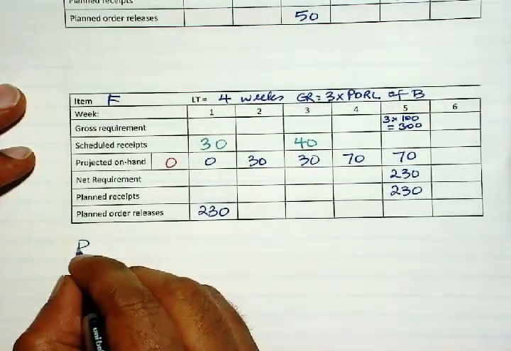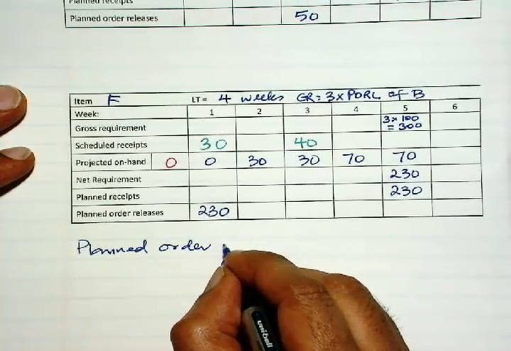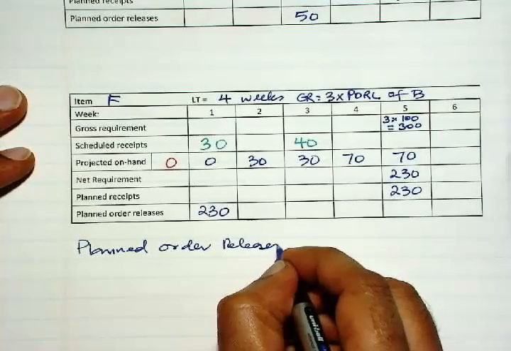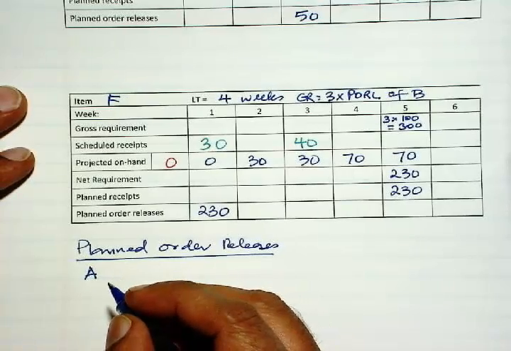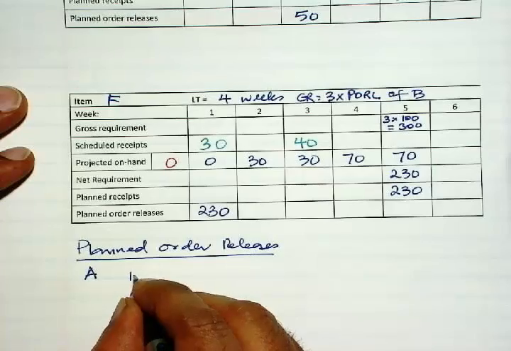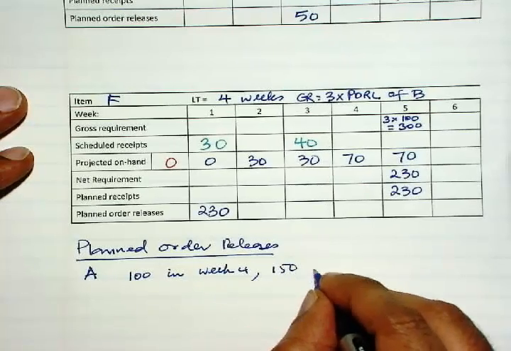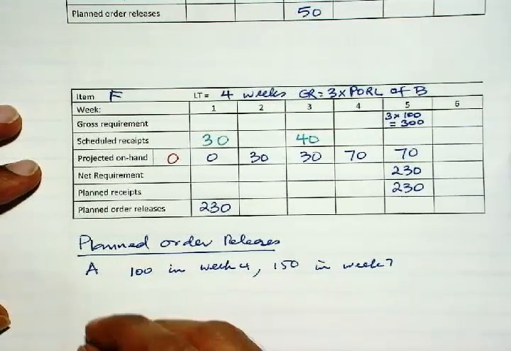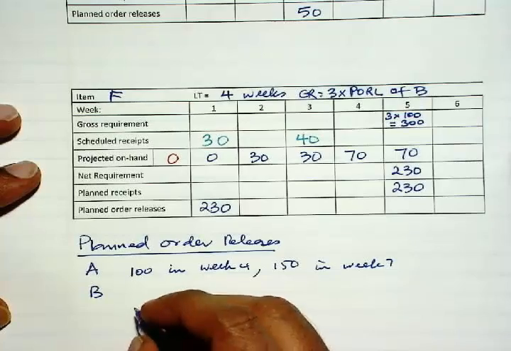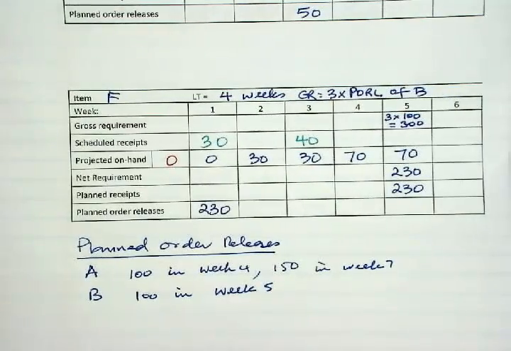All right, so now planned order releases, what are the actions that we have to take? Now A is the MPS, so that is 100 in week 4, 150 in week 7. That's given actually. Now B has 100 in week 5, okay, which is what we've been using. So 100 in week 5.